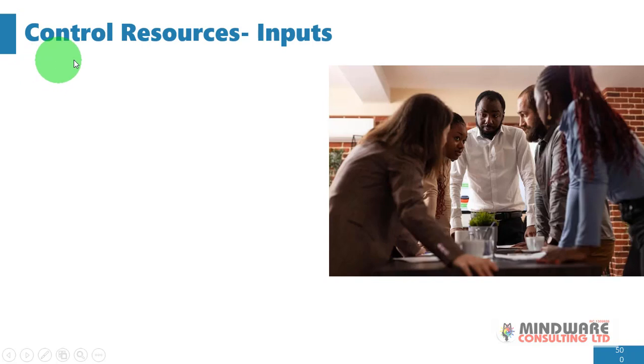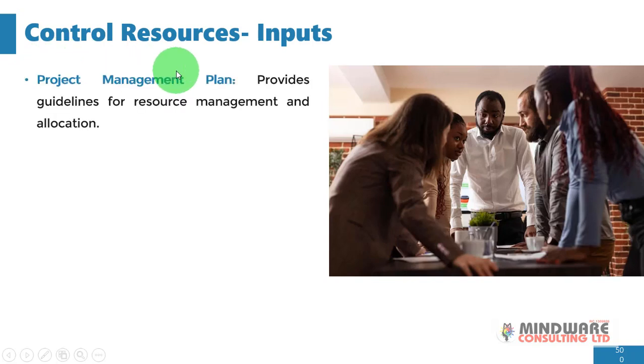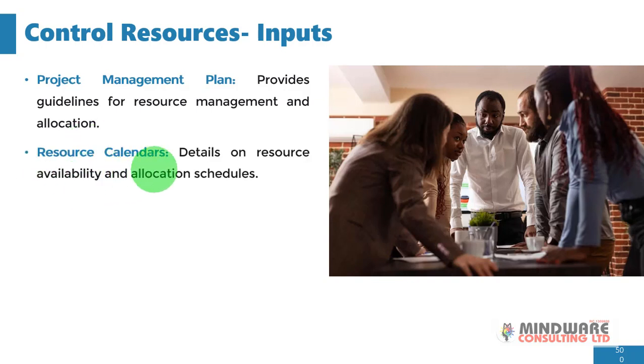Now let's look at the inputs of control resources. Firstly is the project management plan, and this provides guidance for resource management and allocation. Of course, you're going to have your basic framework for whatever it is that you're doing, and that framework is the project management plan. Resource calendars are details on resource availability and allocation schedules.